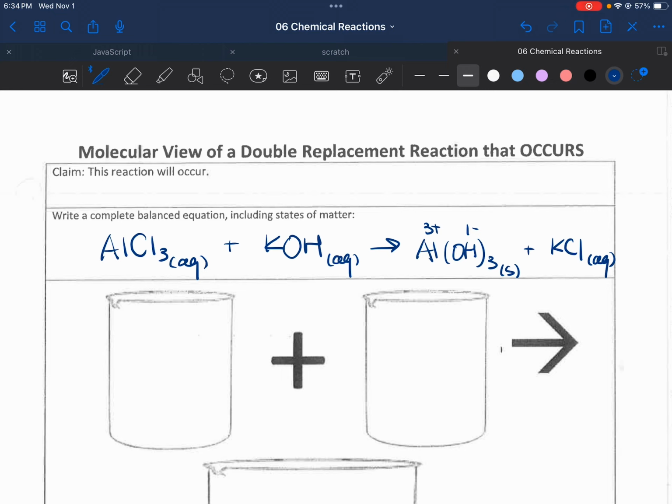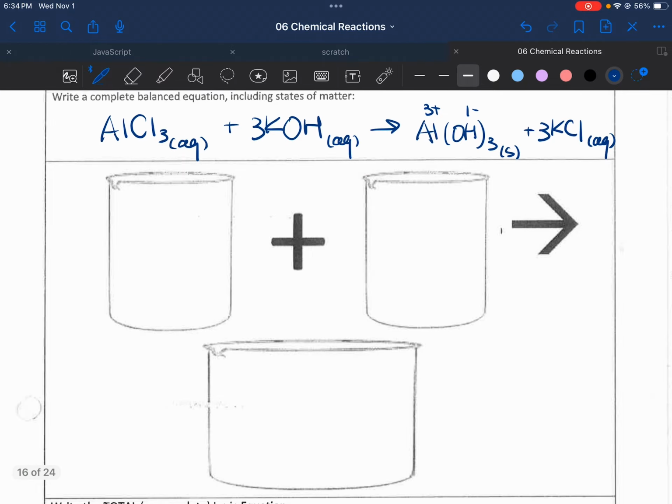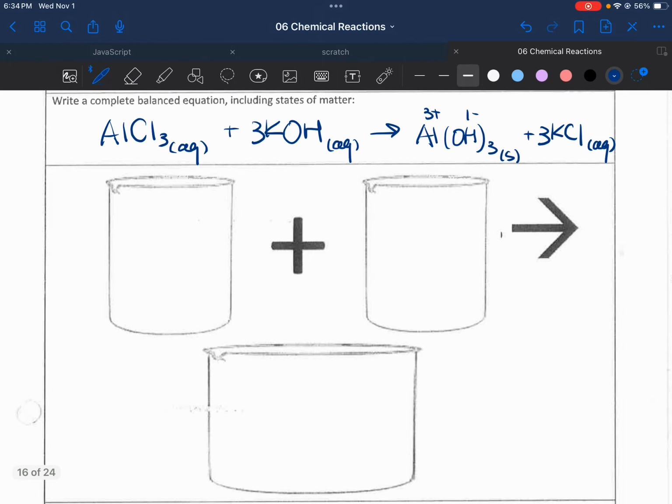Okay, so if we were to balance this equation, we would have to put a 3 in front over here and a 3 over here, and that should balance our equation. Okay, so if we choose this first beaker as our first compound, we have aqueous aluminum chloride.